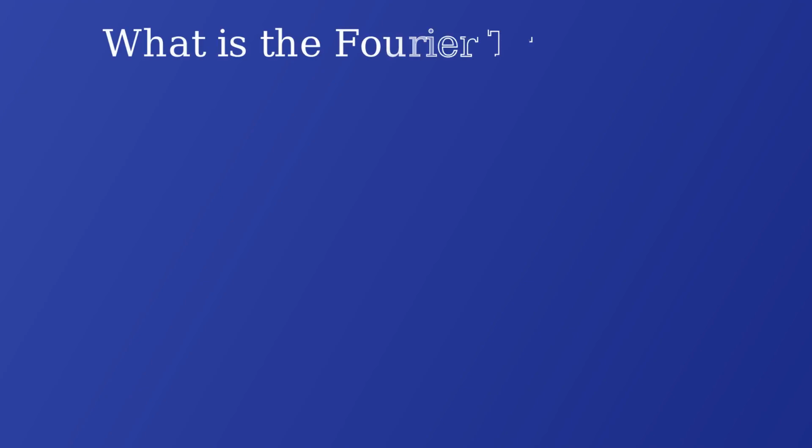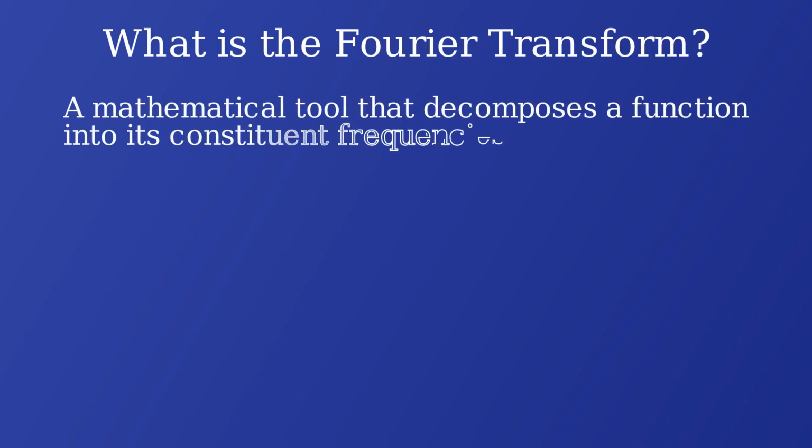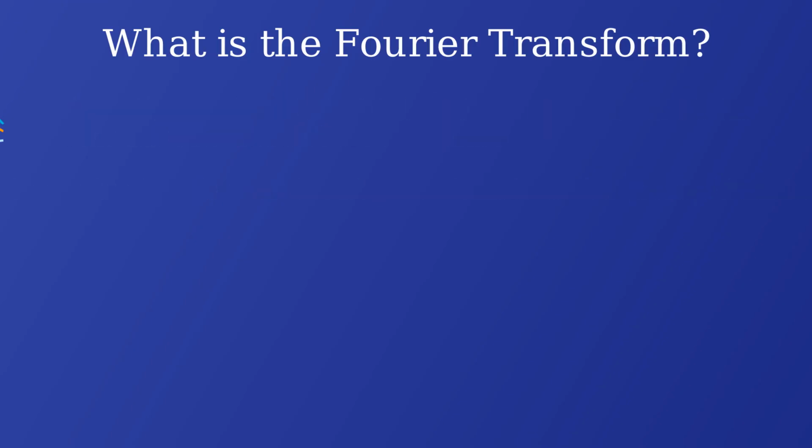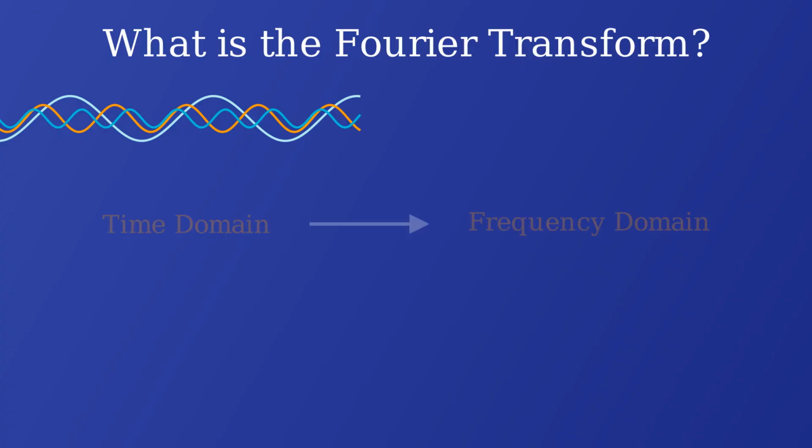The Fourier transform is a powerful mathematical tool used to analyze signals and functions. It decomposes a function, such as a signal or image, into its constituent frequencies. Essentially, the Fourier transform converts a signal from its original domain, often time or space, into the frequency domain. This transformation reveals the different frequencies present in the signal and their respective magnitudes.